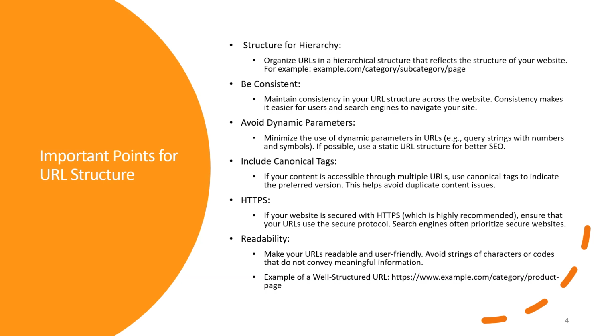All right. Ensure that your URLs are actually readable, right? Make them user-friendly. Avoid strings of characters or codes that do not convey meaningful information. Here's once more an example of a well-structured URL. Example.com/category/product-page. For example, that is very easy to read. If I just want to go back to the category page, I can just delete page and product, and I can be back there where I need to be. It's super simple, super effective, super important for you to get right from the beginning.